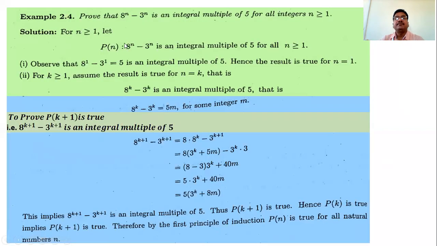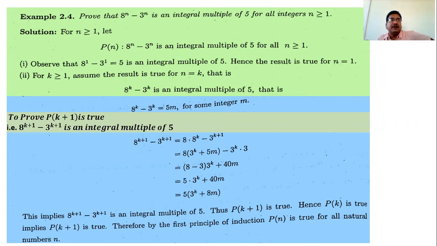Next problem, prove that 8 raised to n minus 3 raised to n is an integral multiple of 5. Integral multiple of 5 means it is a multiple of 5. So we know that when a number is a multiple of 5, it is divisible by 5, or we write the number in the form 5 into some integer.